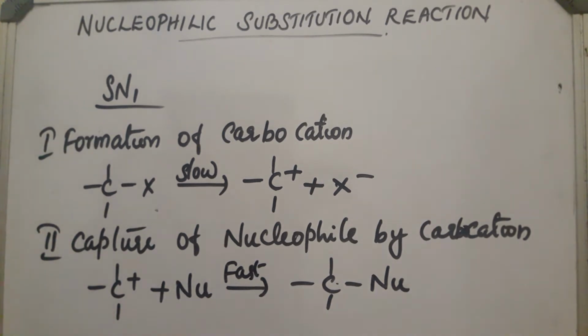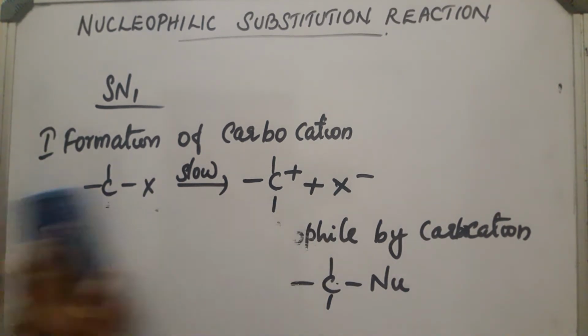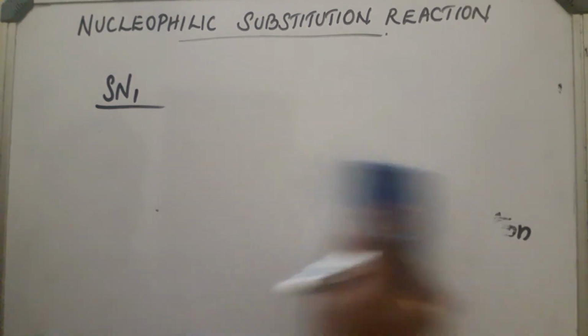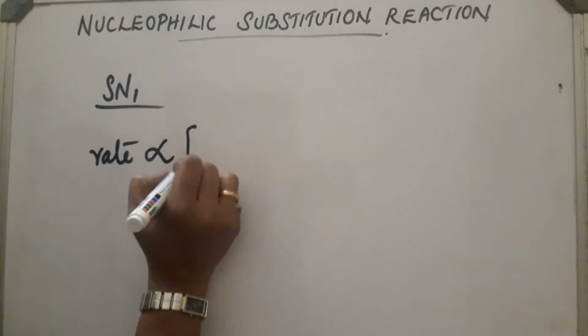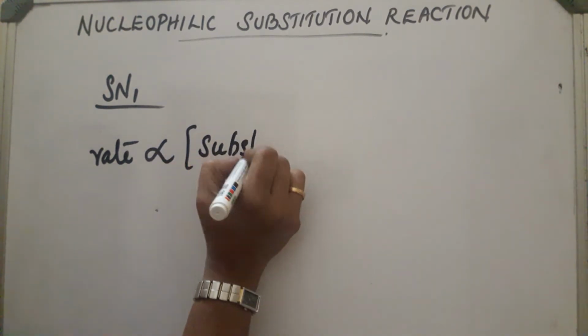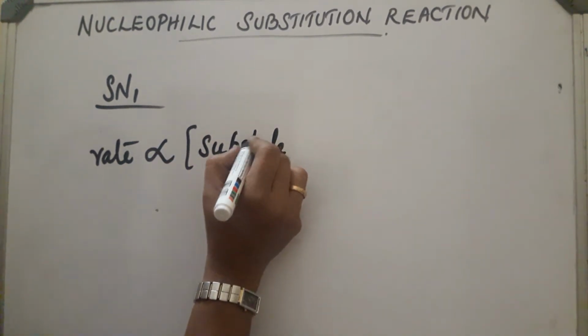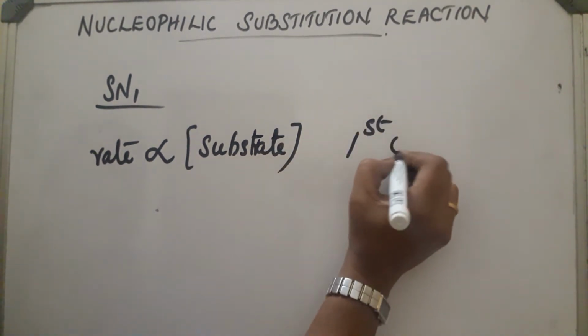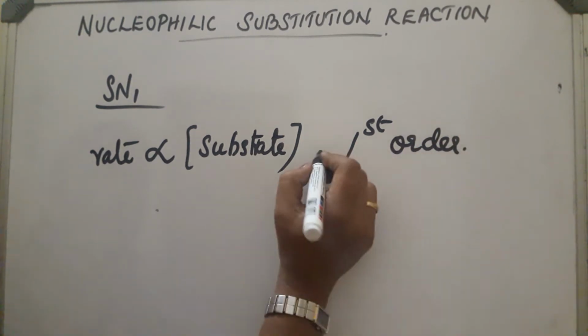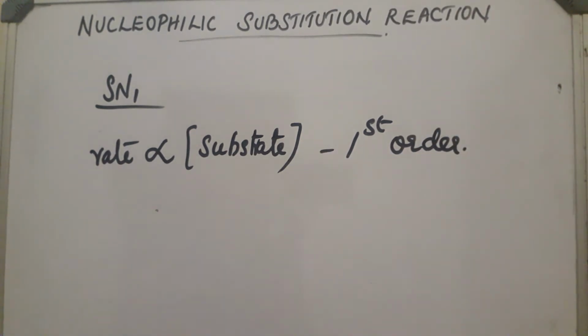Since the first step is the slowest step, that step is the rate determining step. In that step, only the substrate molecule is present. So the rate of the reaction is proportional to the concentration of the substrate molecule. So this is also called a first order reaction, or unimolecular reaction.